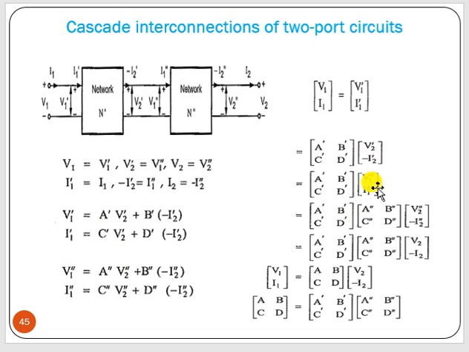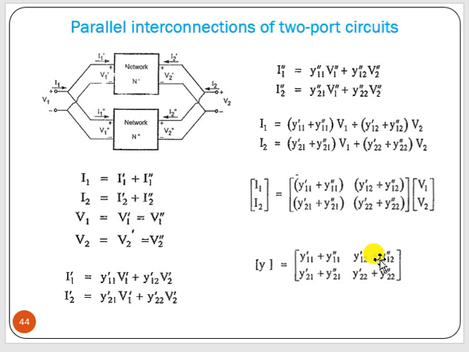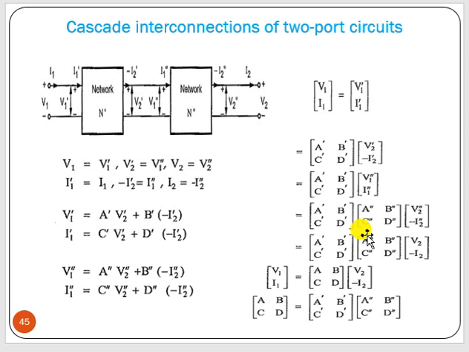V2 dash equals V1 double dash, minus I2 dash equals I1 double dash, or I1 double prime. Now for this we can write in terms of this particular equation. So you can see this is the matrix multiplication: A dash, B dash, C dash, D dash, one matrix, multiplied with another matrix A double dash, B double dash, C double dash, D double dash. Okay, so this is the way we can calculate the series, parallel, and cascade interconnection.